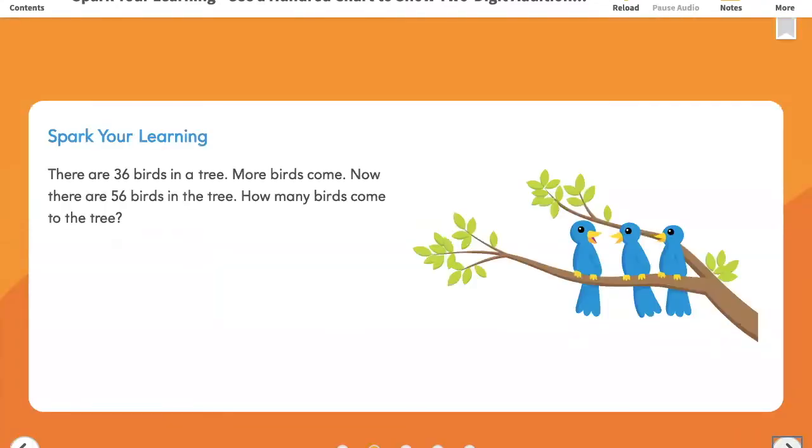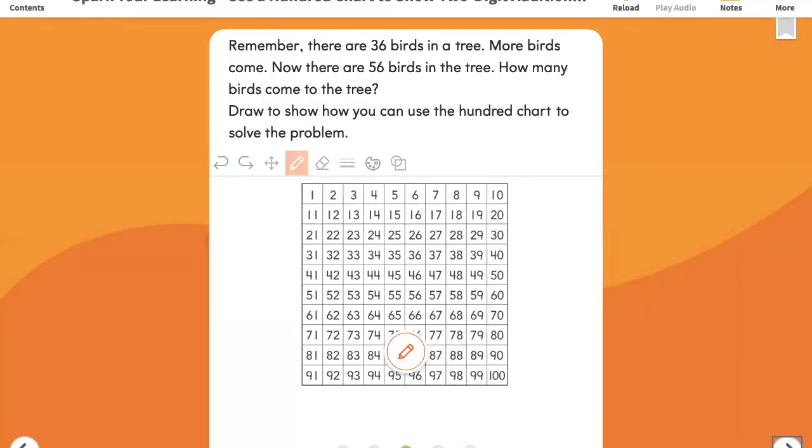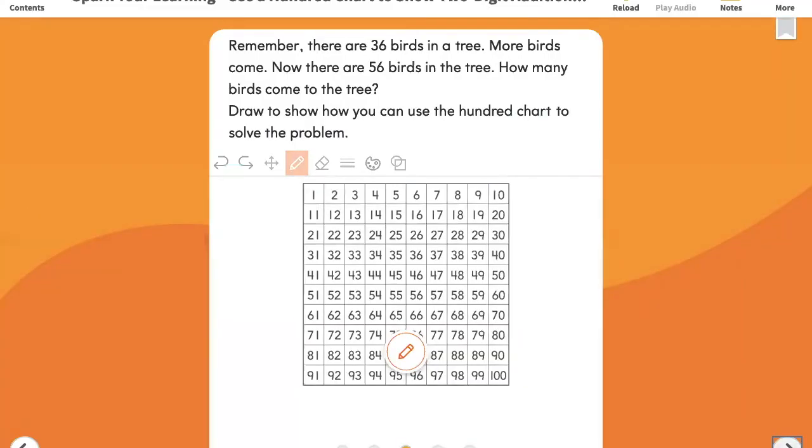Spark your learning. There are 36 birds in a tree. More birds come. Now there are 56 birds in the tree. How many birds come to the tree? Remember, there are 36 birds in a tree. More birds come. Now there are 56 birds in the tree. How many birds come to the tree? Draw to show how you can use the 100 chart to solve the problem.